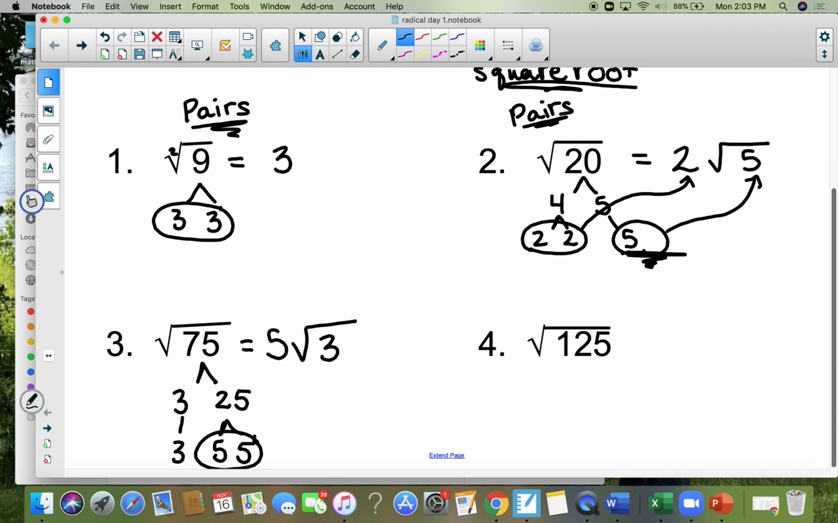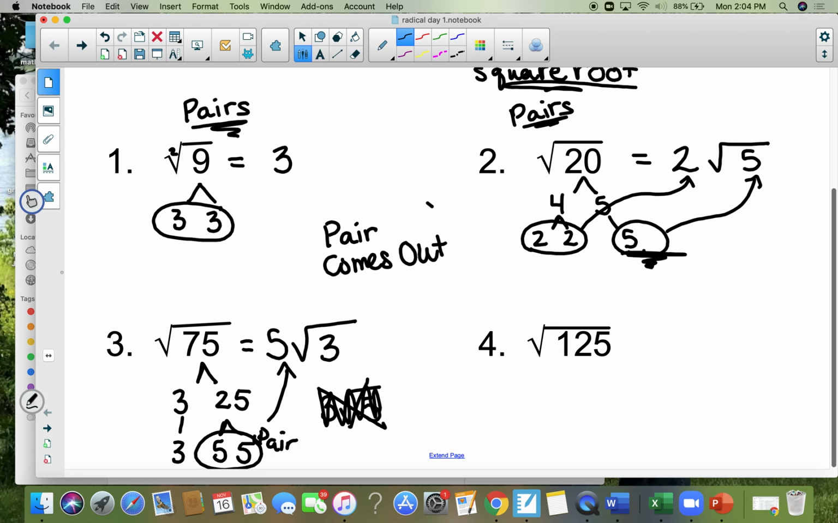Some kids get this mixed up. The pair gets to come out. The non-pair has to stay inside. Everybody got that? The pair comes out. Some kids on the test put 3 root 5. It's the opposite. The pair gets to come out. Remember that. Pair comes out. Remember that. Okay, let's do one more and then we'll go on to the next type.